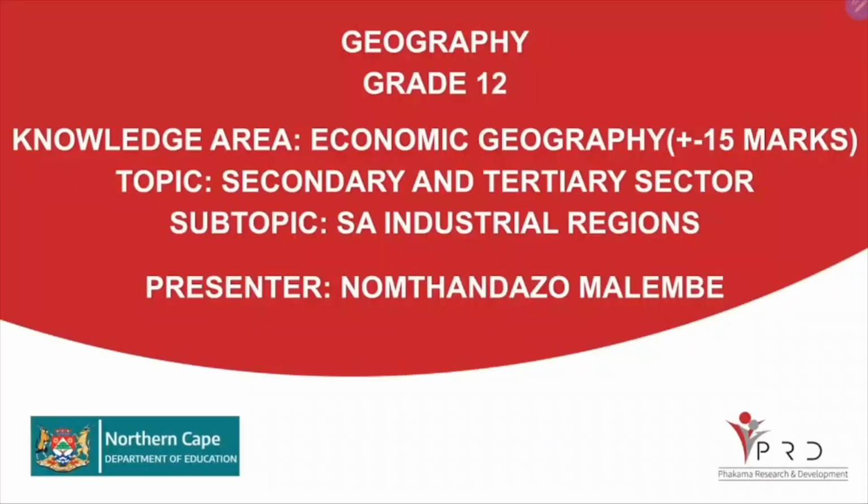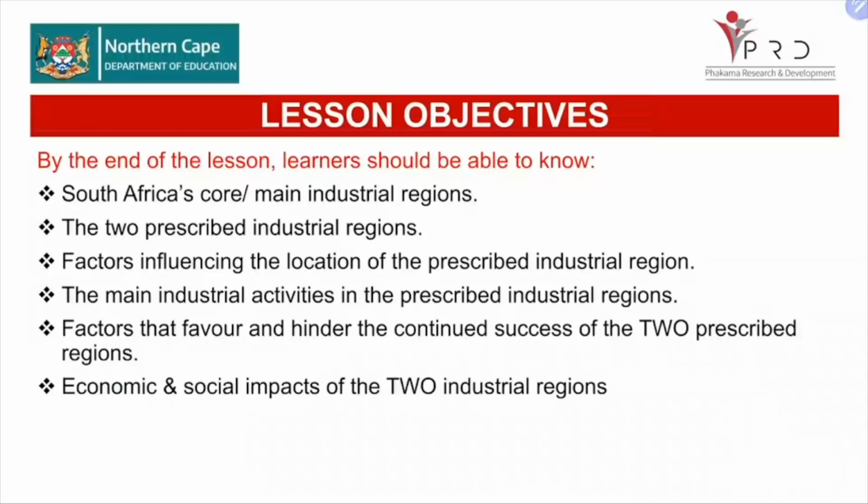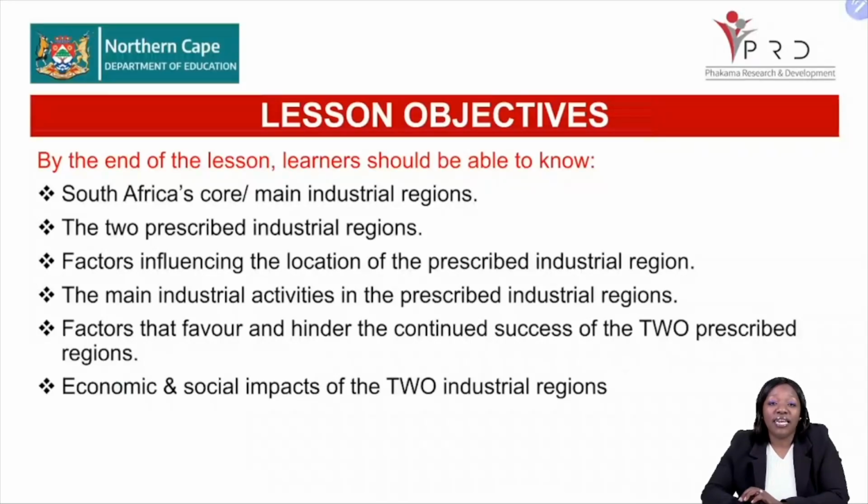So today, learners, we are focusing on the South African industrial regions. But before we start with our lesson, I just want us to go through our lesson objective. By the end of this lesson, learners, you should be able to know what the South African core or main industrial regions are. We're going to look at the 2 prescribed industrial regions for this year. All in all, there are 4, but you need to know thoroughly the 2 that will be in question this year.